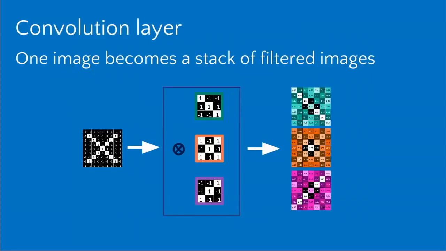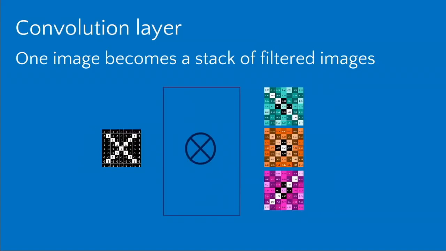So this is what a convolution layer in a convolutional neural network does. It has a set of features in it, and it can be 3 or 30 or 300 or 3,000, but it has a set of features, and it takes the original image and returns a set of filtered images, one for each of the features. So this is how we'll represent it.